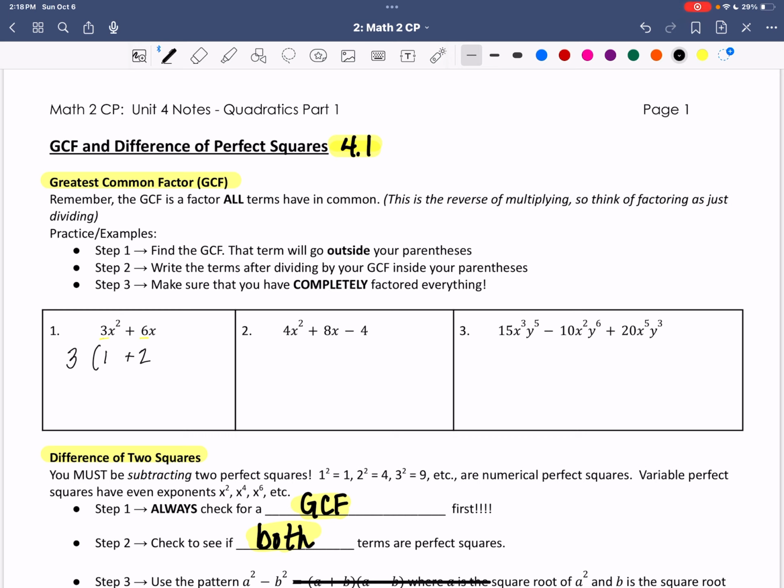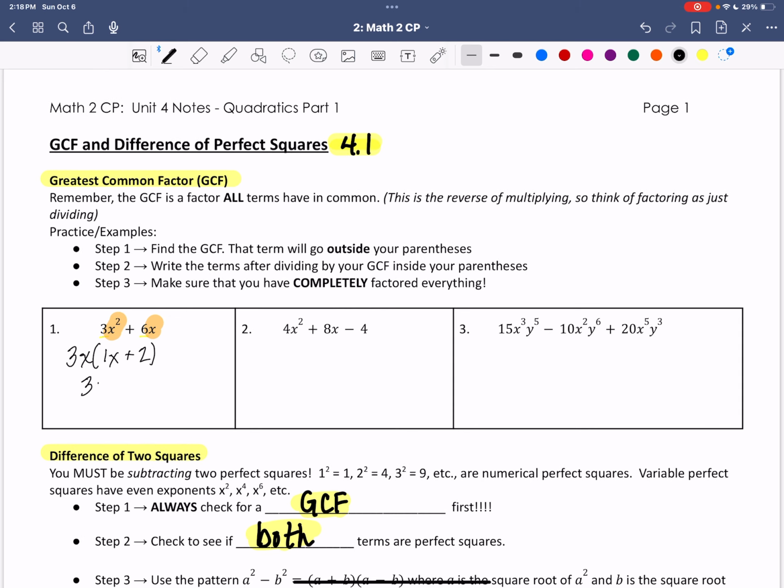But we're not done, because if you look here, notice that you also have variables in common. They both have an x in common. If you take x squared divided by x, you have x left over, and if you take x divided by x, you get 1 left over. So then just rewrite it, and that's factored.